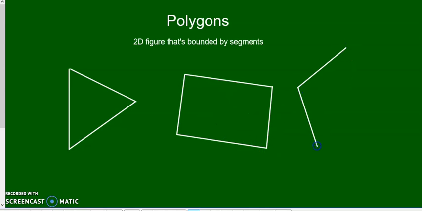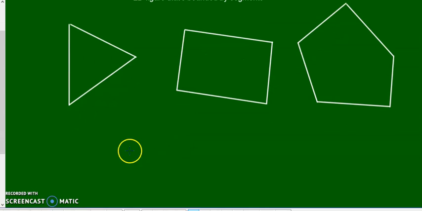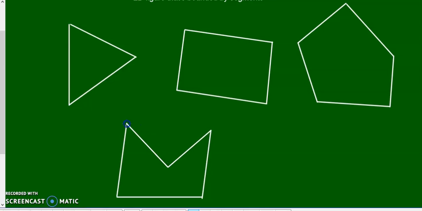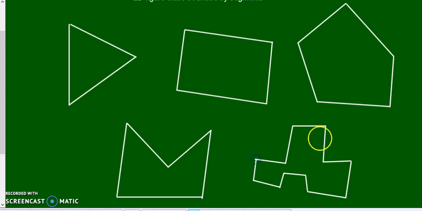So here we have a triangle, here we have a rectangle or a quadrilateral, not really a rectangle. So I can do this. This here is a pentagon. There are 5 sides here. I can also have polygons like this. This is still a polygon, but it's a different type of polygon. This is called a concave polygon. So this is also a polygon. If I do this, like that, still a polygon. So it's closed and it's bounded by segments.